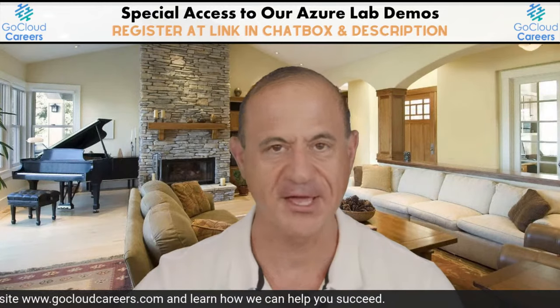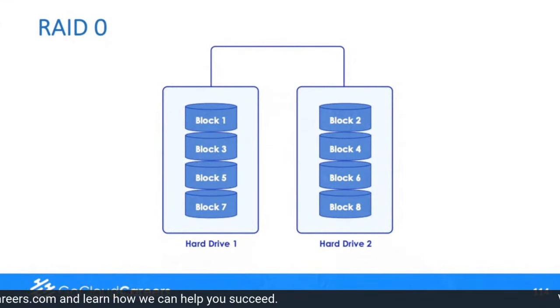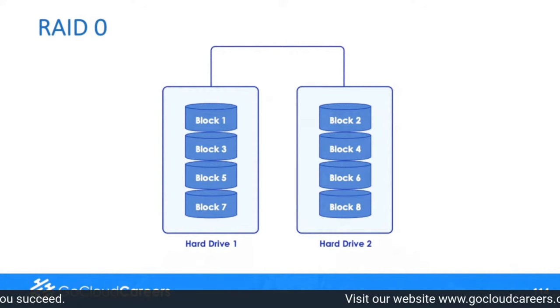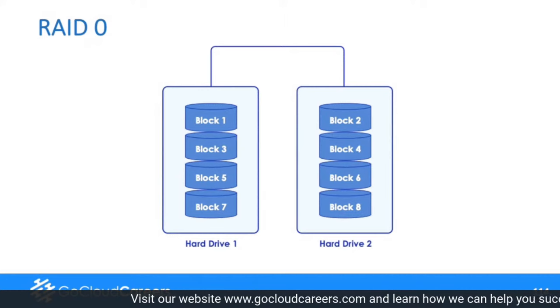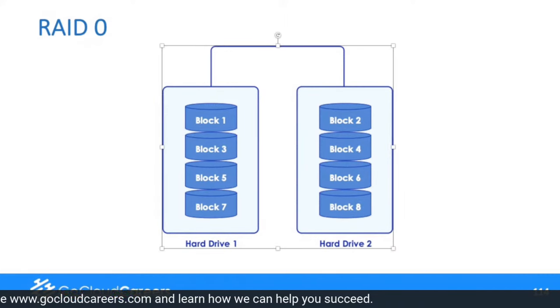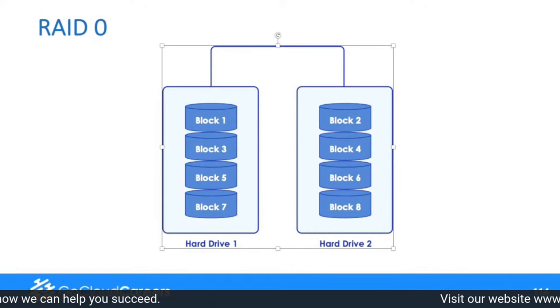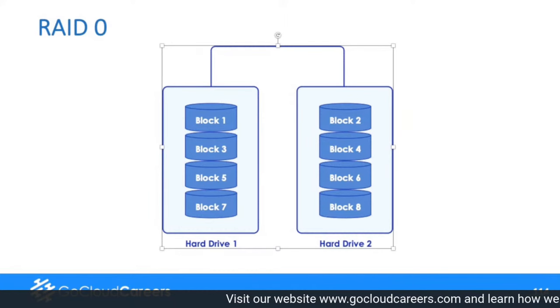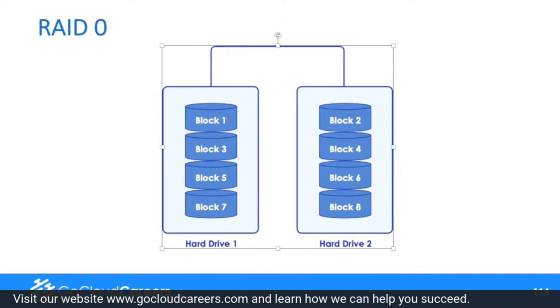This is RAID 0. We take our data and we stick it on multiple drives. So think about the performance impact of this. Data here, data here, data here, data here. So data block one on hard drive one, block two on hard drive two, block three on hard drive one, block four on hard drive two, block five on hard drive one, block six on hard drive two, and so on. Hey, wait, is that like load balancing 30 years ago? Yes, it is.